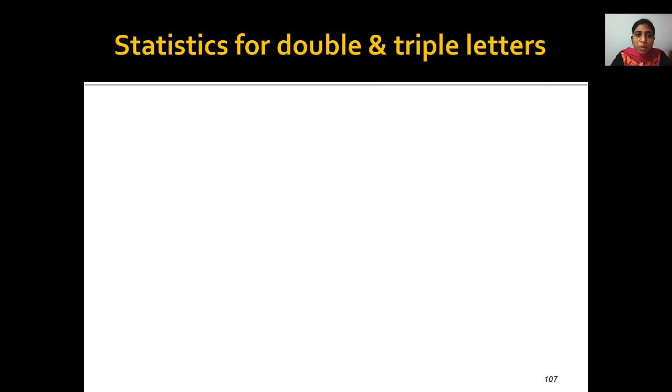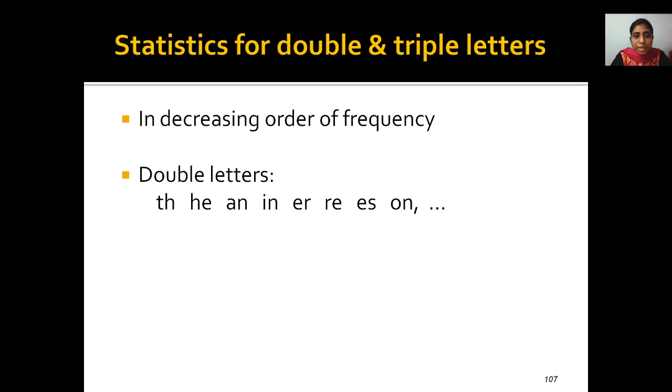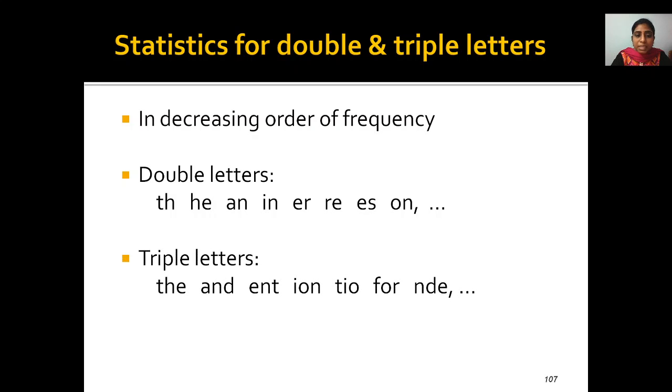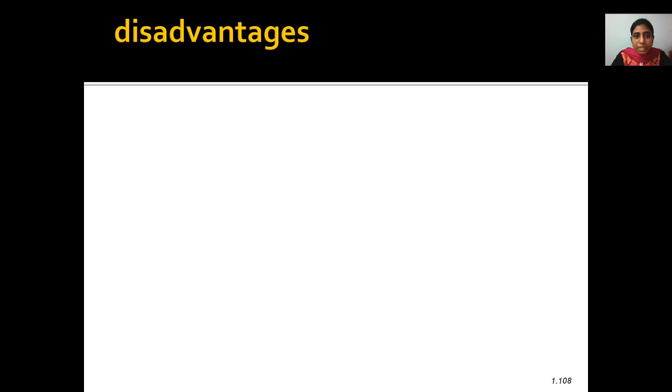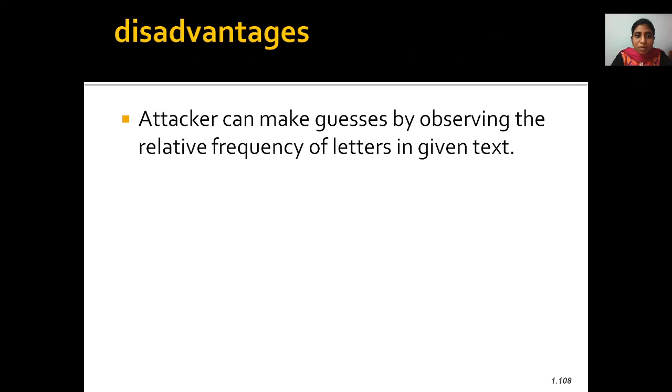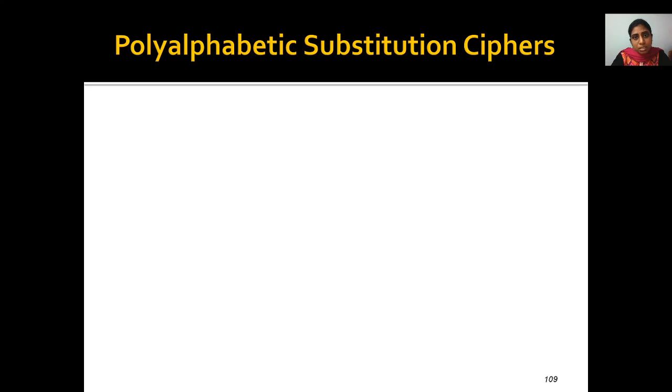Based upon the statistics of double and triple letters, the double letters we generally use are TH, HE, AN, IN, ER, RE, ES, ON, and the triple letters are AND, ENT, ION, TIO, FOR, NDE. So the disadvantage is that the attacker may guess by observing the relative frequency of letters in the given text. Coming to the next method, that is the polyalphabetic substitution cipher.